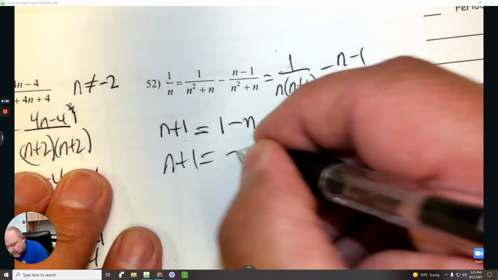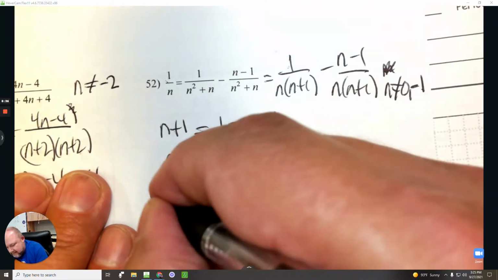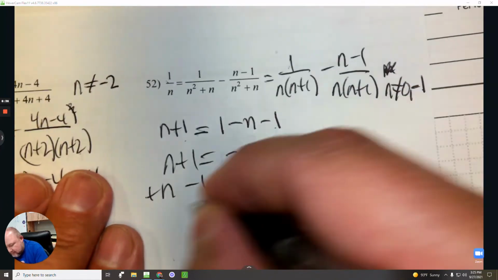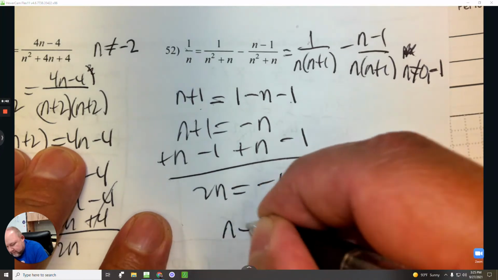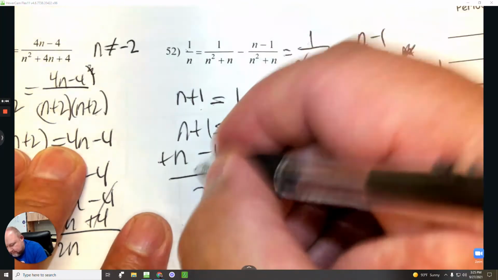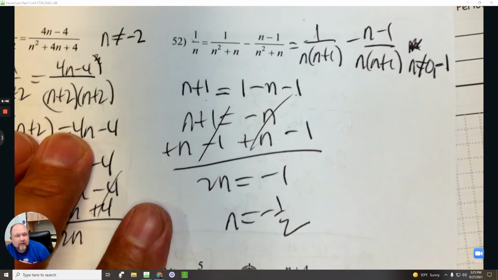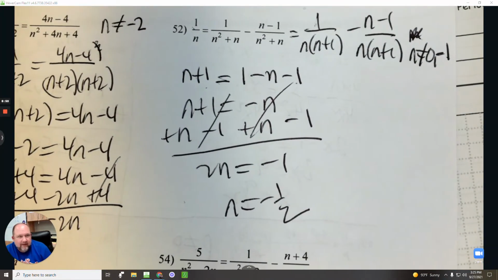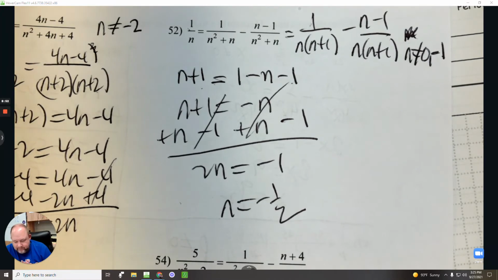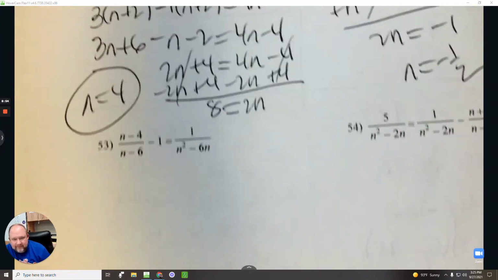So 1 take away 1 is 0. Add n and subtract 1. And then divide and you have your answer. So add n and subtract 1, divide by 2, and you have your answer. A couple more left.